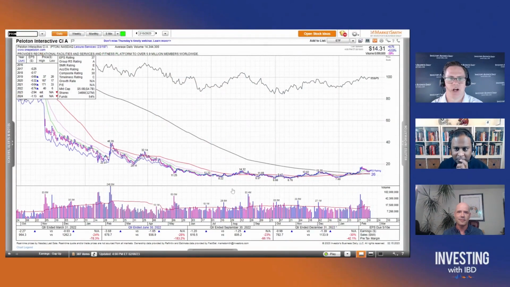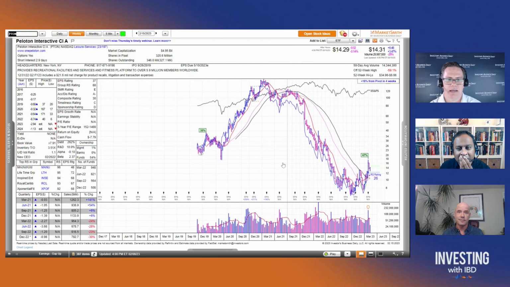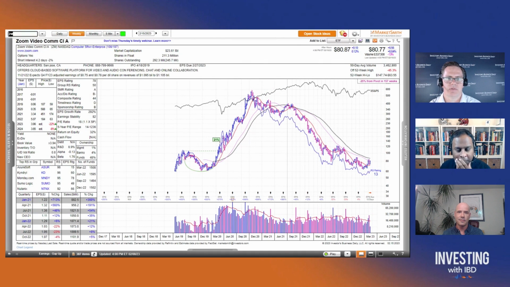2020 was rip roaring, and then they come in at 2021 into things like Peloton and Zoom Video and ride those things all the way down through 2022, and so now there's this overhead supply with a lot of these stocks and with the indexes themselves. Do you find that overhead supply a concern, as we try running into some of these folks who are going to say, oh, finally I can get out and recover a little bit of what I lost?